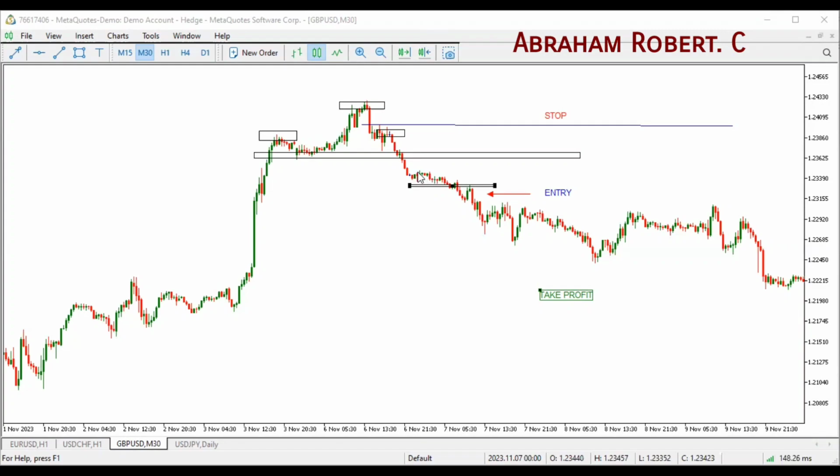Okay, now look at what happened here. I can say this is like a rectangle pattern that was formed. You can see it was formed. Now, at the break of this pattern is the best possible entry that you can get.